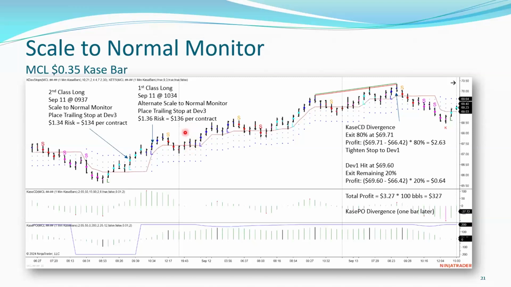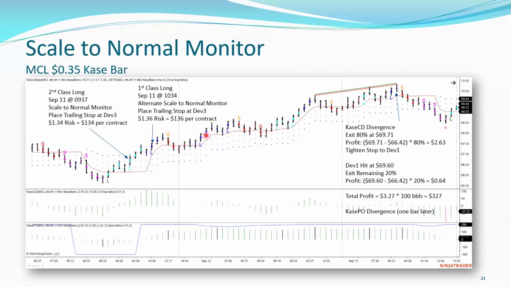If I wanted to be a little more cautious, not as aggressive, and I wanted to wait for that first long signal, I could have waited a little bit longer until 10:34, at which point the risk was around $136 per contract. So again, we're staying below that 150 max that we had put in place for ourselves. Now, in this situation, all of those little whipsaws are avoided.